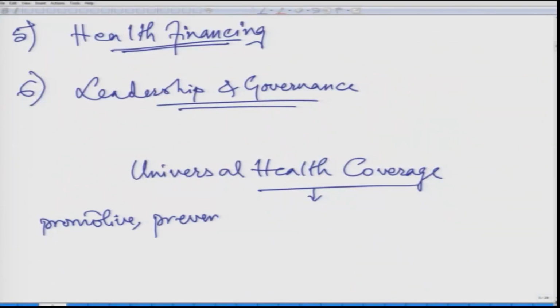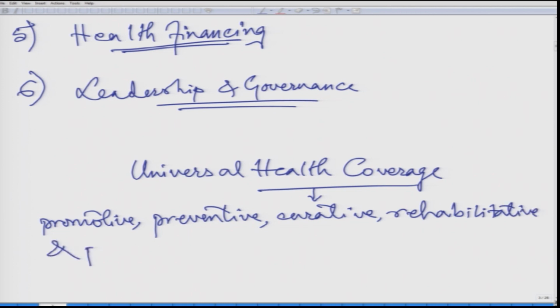preventive, curative, rehabilitative, and palliative healthcare.